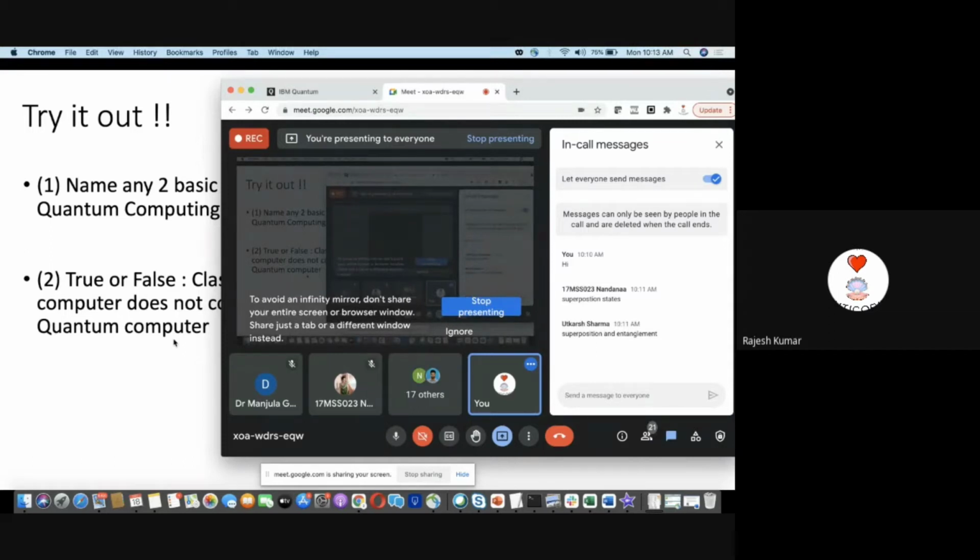Okay. The second question: classical computer does not complement quantum computer. True or false? Nandana says false. Any other response? Okay. So it is false, in the sense that yes, classical and quantum computers have to go hand in hand. They complement each other.